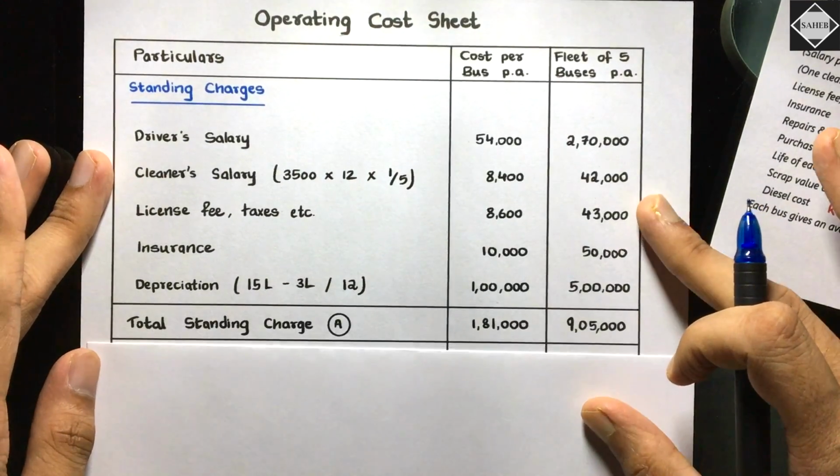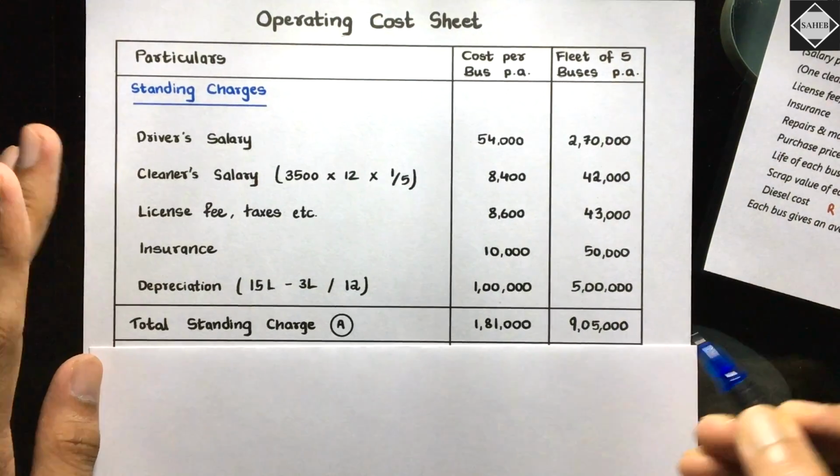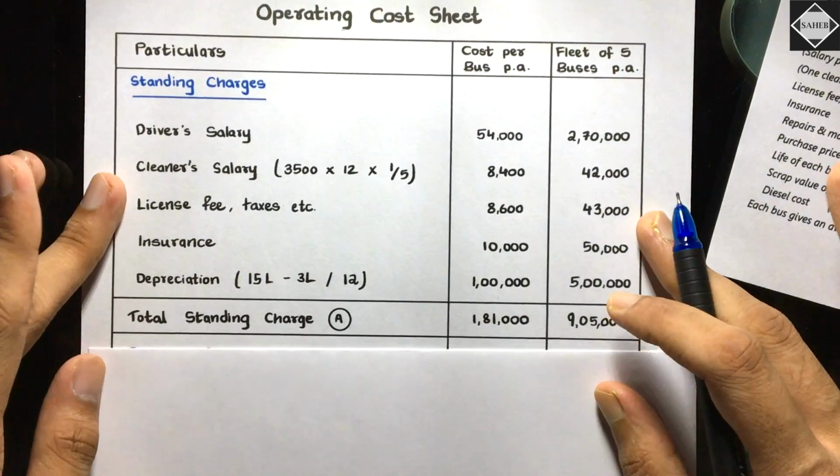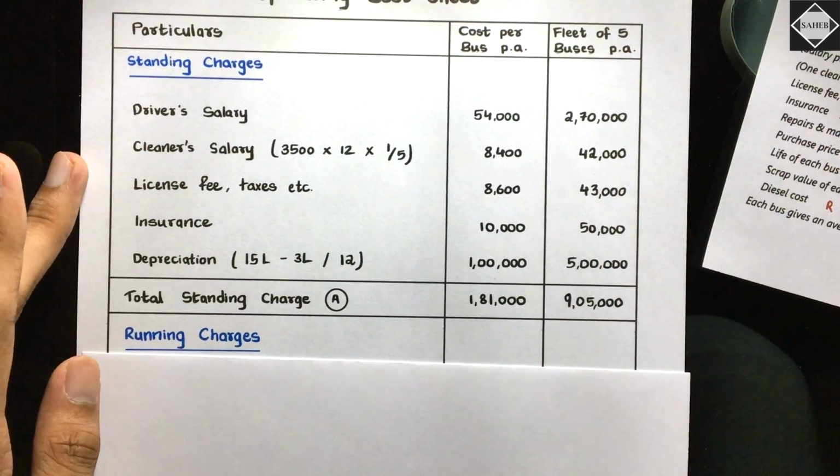No, that's all. Just make a sum. If you just make a sum, that is equal to 1,81,000. Here also if you make a sum, that's equal to 9,05,000. Is it clear? Total standing charge. Then what do you have? Running charges. Running charge calculation has already happened. Only one running charge is there.